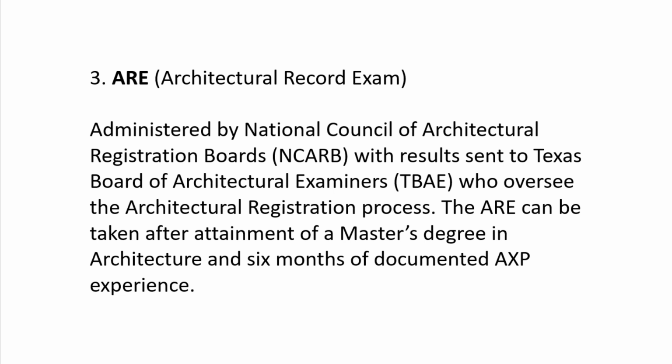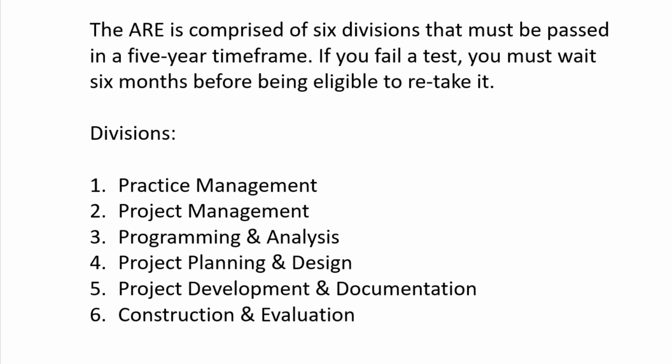Now, in order to get registered as an architect, you have to complete all these tasks. You have to have the master's degree in architecture. You have to complete all of your documented AXP hours, and you have to successfully pass your architectural record exam. You have to do all those things to become registered as an architect. But what's nice is the rules now allow you to start taking the exam tests at an earlier point in time. You only have to have 6 months of documented AXP experience to start taking the tests.